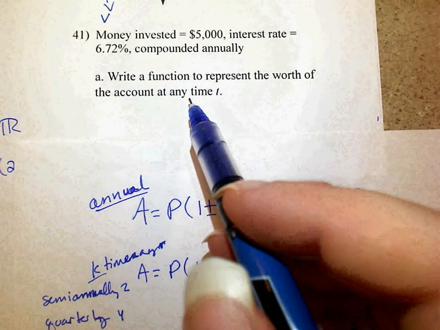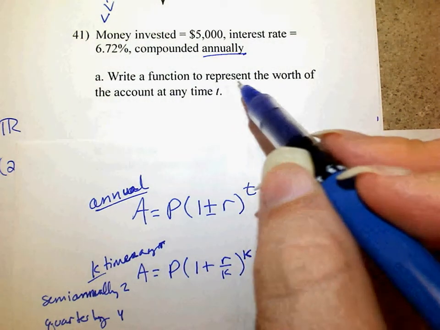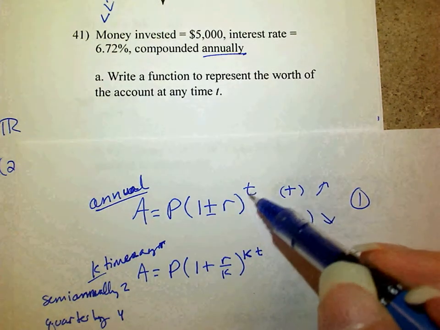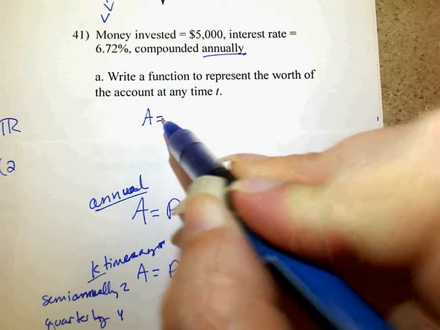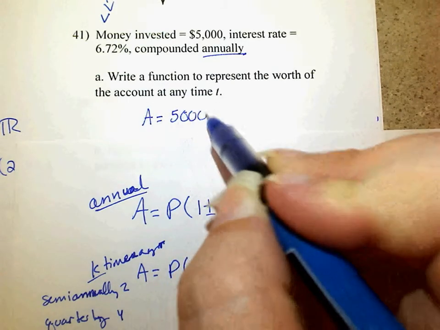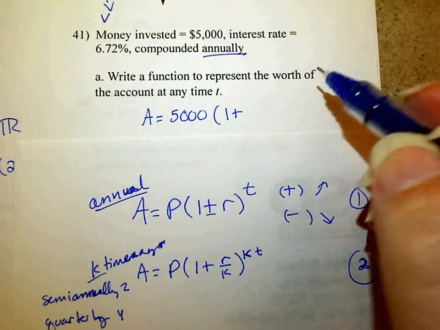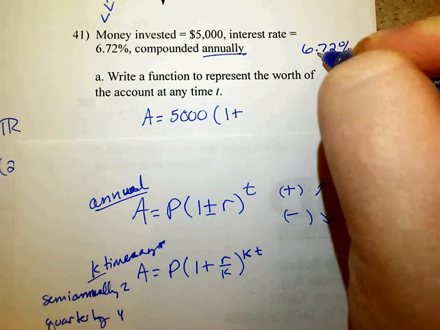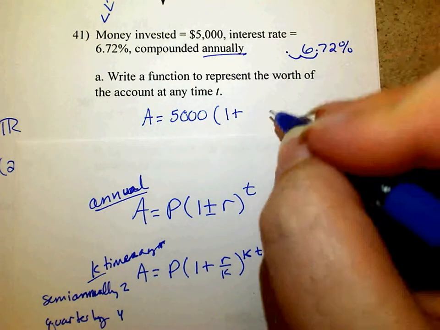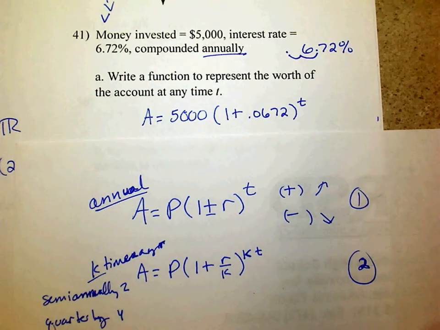So on number 41, when it says money invested at $5,000 interest rate, and it says compounding annually, that means I'm going to use formula 1. Write a function to represent the worth of the account at any time t. Interest rate is a positive number, so A equals principal, which is $5,000, the initial amount, times 1 plus, because we're gaining money, 6.72% interest. 6.72% as a decimal, 2 places, 0.0672, to the t. That's the formula for any time t.